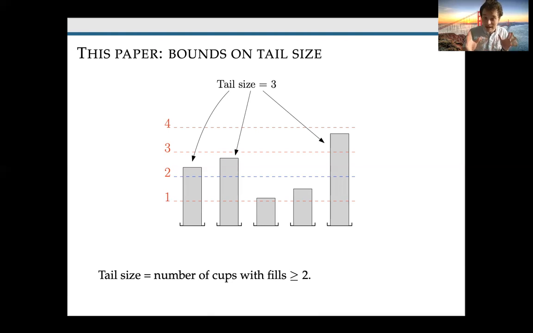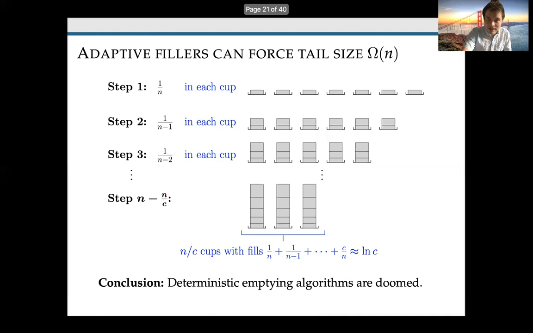So that's our question. Can we get a small tail size? The first thing to notice about this question is that if you're talking about deterministic emptying algorithms, then the answer is a resounding no. In particular, if your filler is adaptive, or alternatively, if you're using a deterministic emptying algorithm, so the filler knows what you're doing, then the filler can actually easily force a tail size of omega of n.